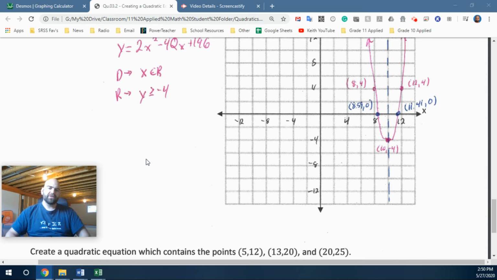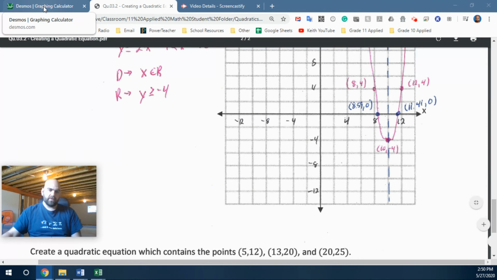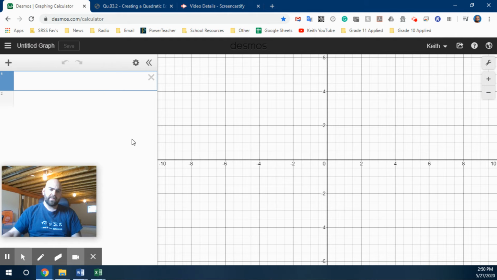Going to take a look at the final example here, and the notes will show the written down stuff. I may put that into the notes, or I might bring the notes to you in a little bit. But for right now, we're just going to look at creating a quadratic equation which contains the points (5, 12), (13, 20), and (20, 25).